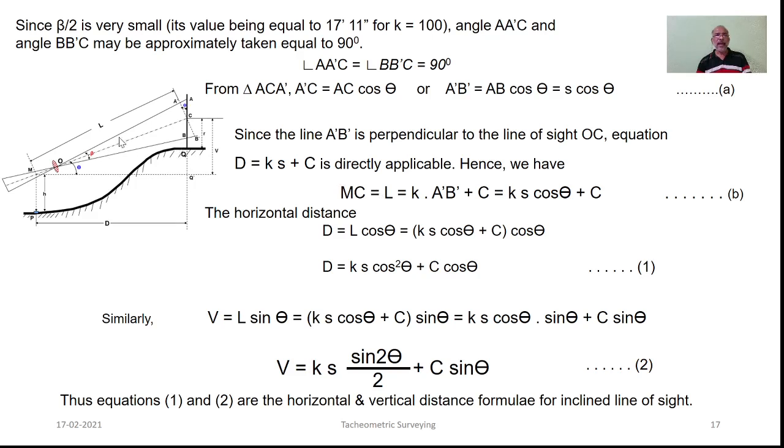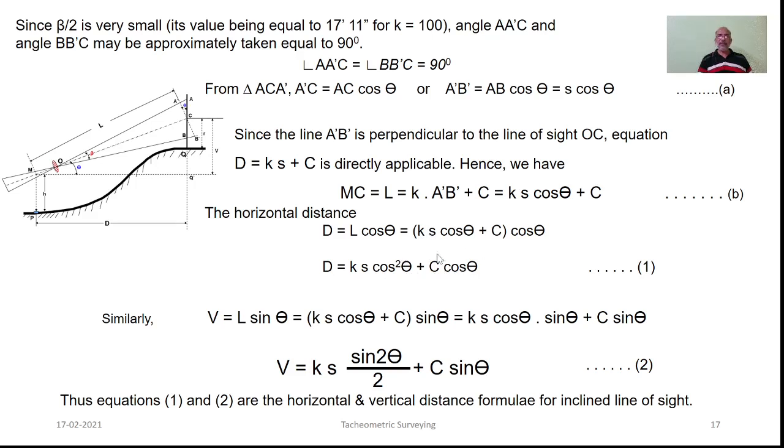Hence, this MC, which is nothing but the distance measured along the line of collimation, which is nothing but L, is K times A'B' plus C, which is Ks cos theta plus C. Hence, this horizontal distance D can be considered to be L cos theta. As we substitute the value of this particular L, the expression that we get is nothing but Ks cos square theta plus C cos theta.